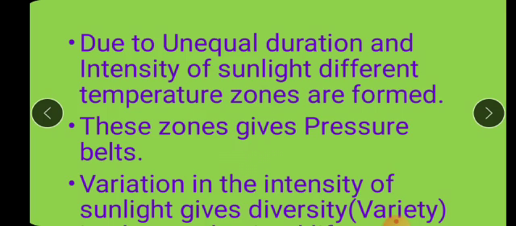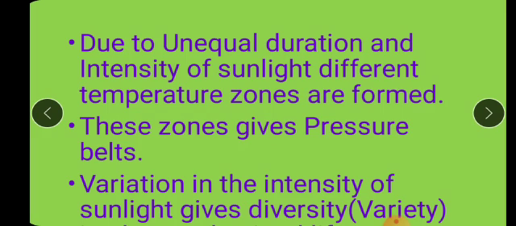Now these zones give rise to different pressure belts. So pressure belts are created on the earth's surface because of these different temperature zones. We are going to study about these pressure belts in more detail in the next lesson, children. But in this lesson, the most important point to remember is that different temperature zones are formed on earth's surface because of this unequal distribution of sun rays.